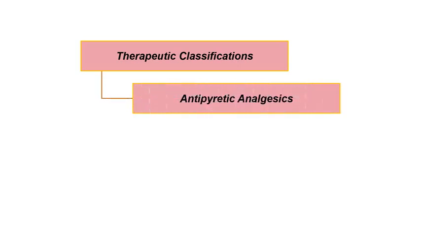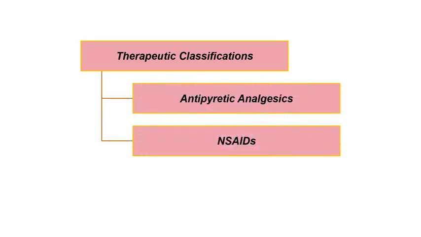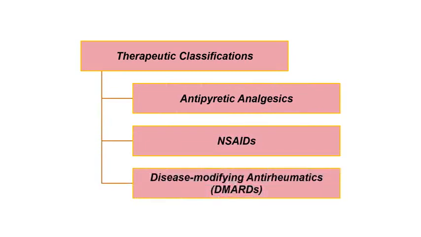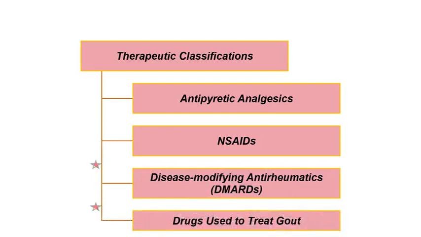When we start to classify non-steroidal anti-inflammatory drugs, we settle to a therapeutic classification that starts with the antipyretic analgesics, then the non-steroidal anti-inflammatory drugs, then those acting as disease-modifying antirheumatics, and they are abbreviated as DMARDs, and finally those drugs treating gout.